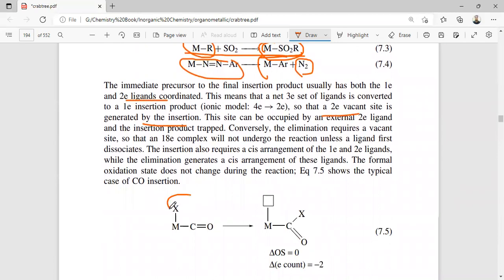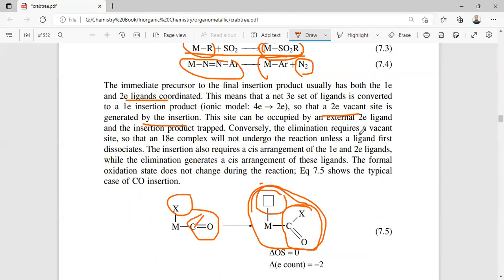Here X is a 1 electron ligand and CO is a 2 electron ligand. Upon the insertion of CO into the M-X bond, this acyl ligand framework is generated. Here it is also an X type ligand, a 1 electron ligand. So a total 3 electron system is converted to a 1 electron system and 1 vacant site is generated. This site can be occupied by an external 2 electron ligand and the insertion product is trapped.